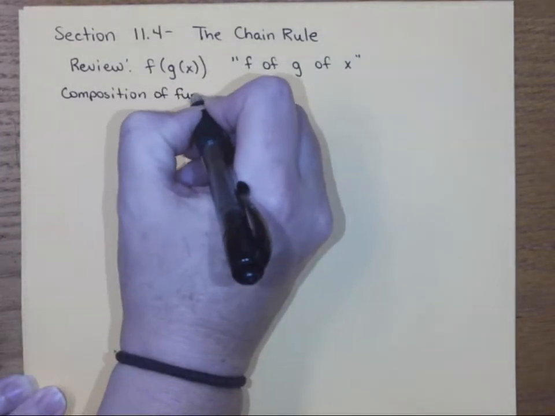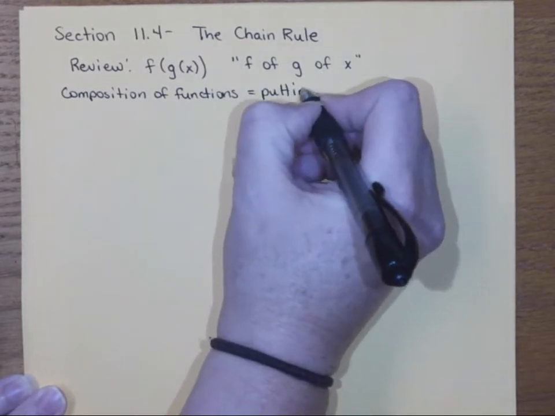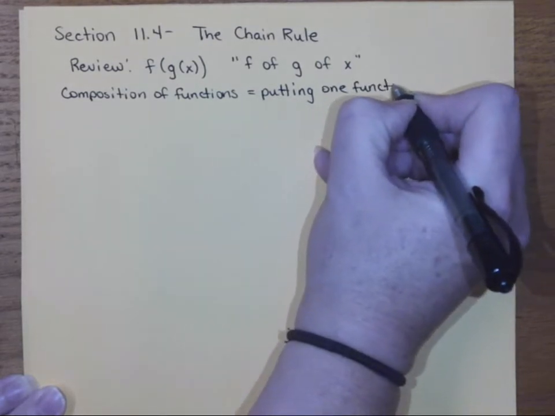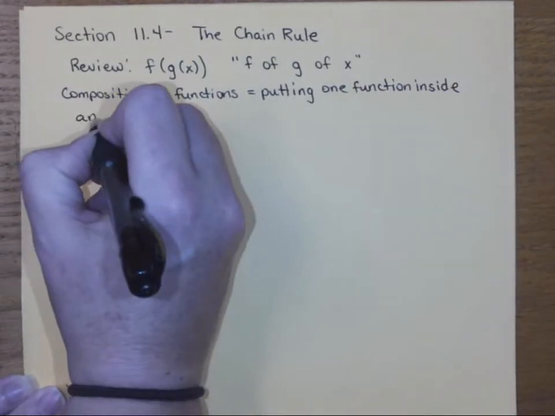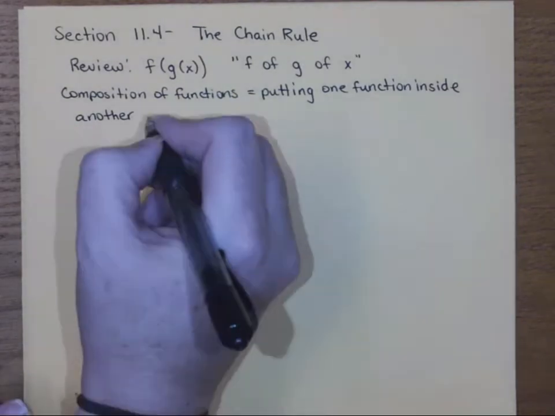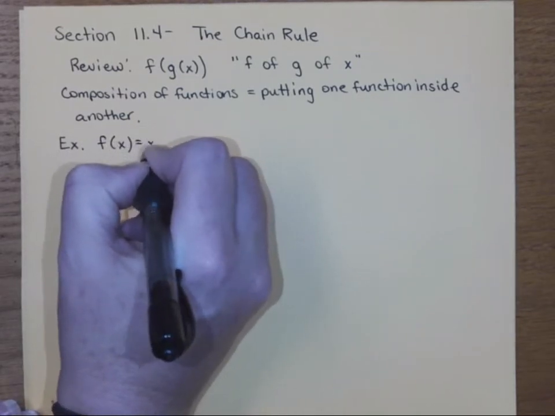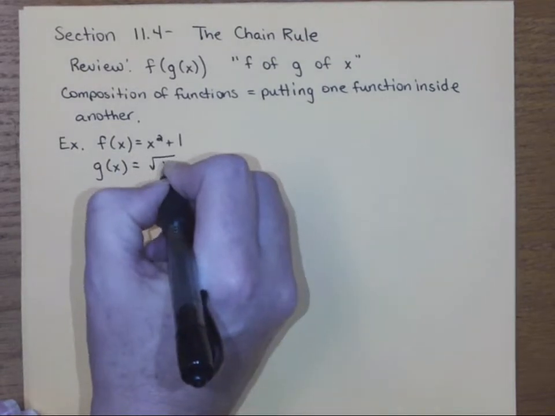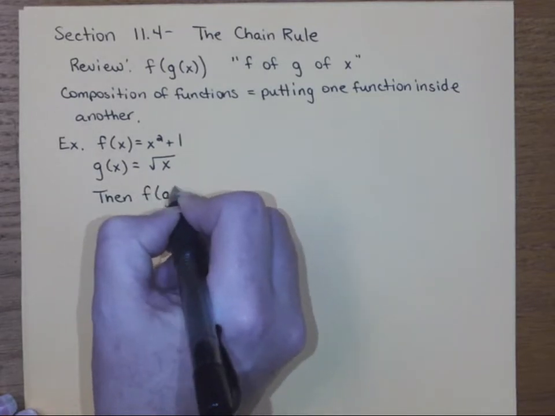This is just a way to combine functions by putting one function inside another, or plugging one function inside another. Before we get started on the derivative part, if f of x was x squared plus 1, and g of x was square root of x, what if I told you to find f of g of x?